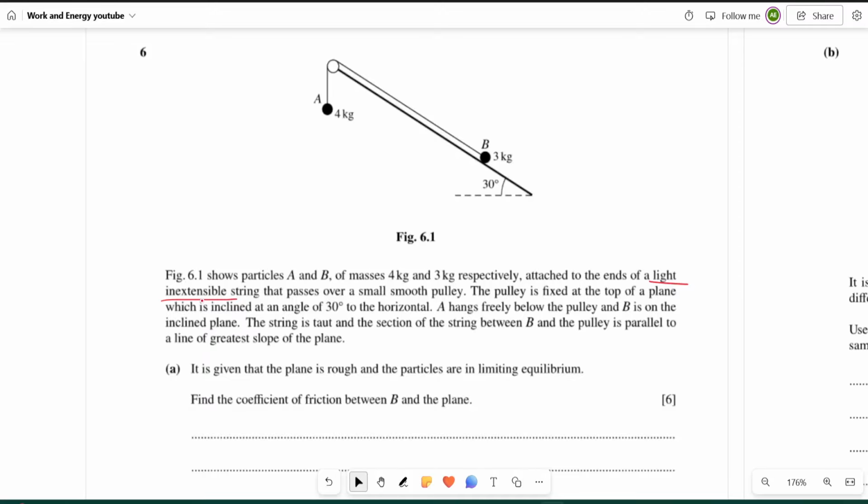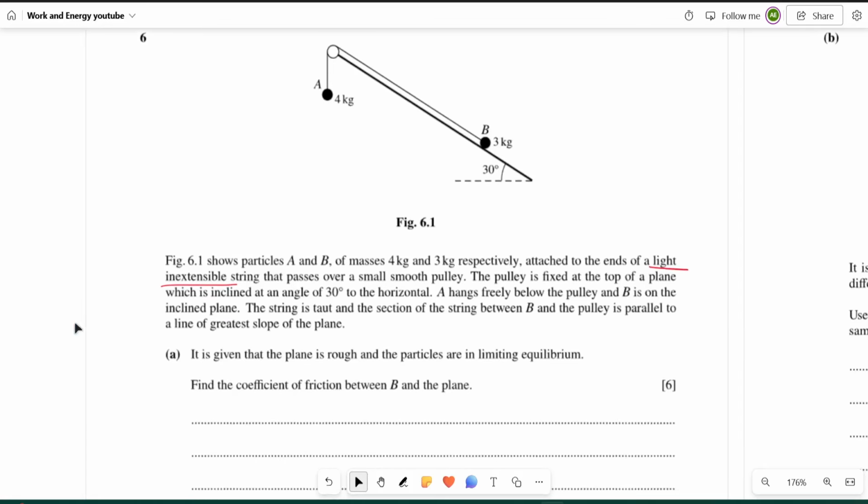Pass over a smooth pulley. The pulley is fixed at the top of the plane, which is inclined at 30 degrees. A hangs freely below the pulley and B is on an inclined plane. The string is taut, and the section of the string between B and the pulley is parallel to the line of greatest slope. Given that the plane is rough and that the particles are in limiting equilibrium, we'll speak about limiting equilibrium. Find the coefficient of friction between B and the plane.